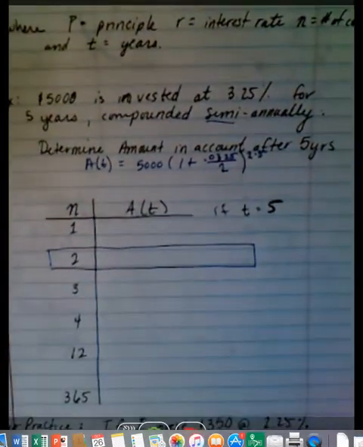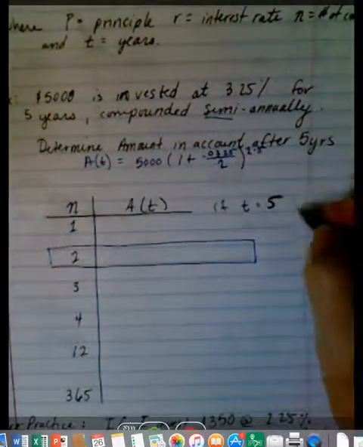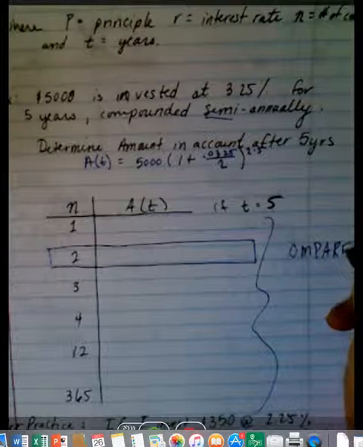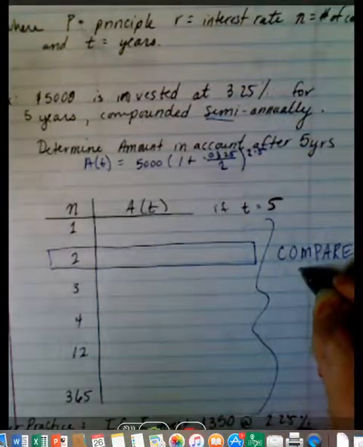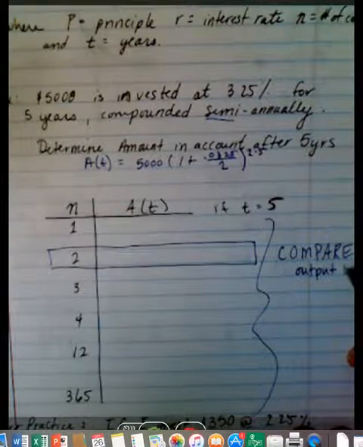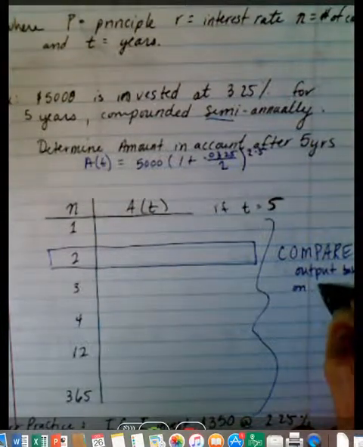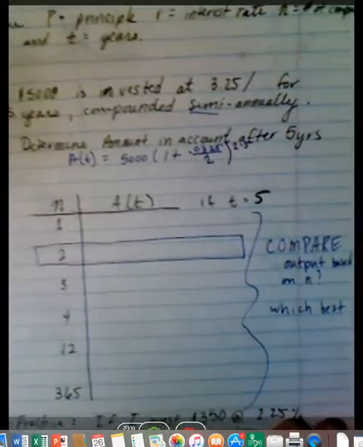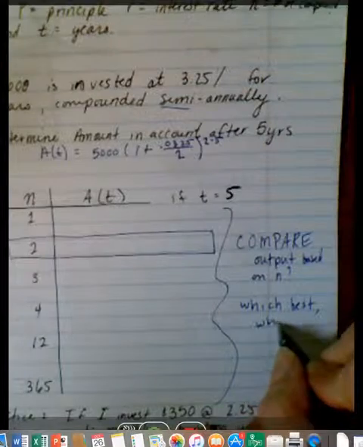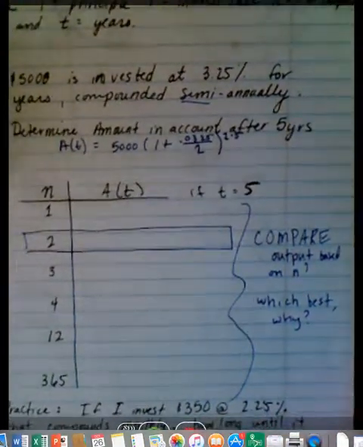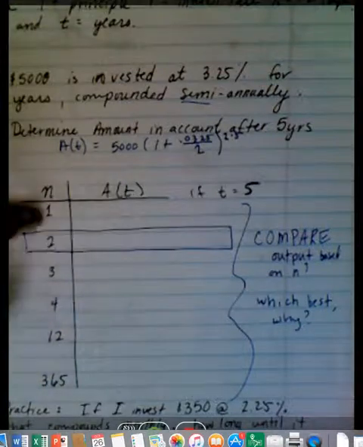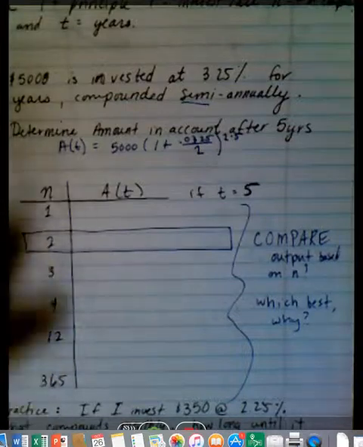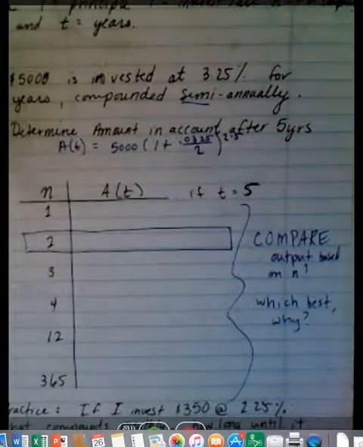What I would like you to do is fill this table all the way out and then compare the output based on n. Which is best and why? Is that what you expected? Is it not what you expected? Does it seem like it would be a better idea to have it compounding once, twice, 3, 4, 12, 365? Or is there sort of a sweet spot somewhere in there that's going to be the best option for you?